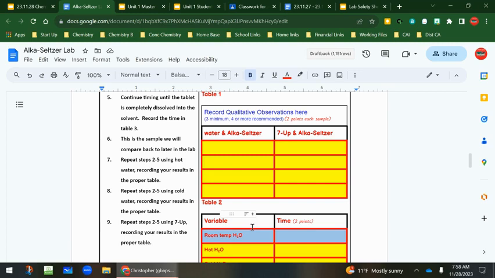Okay. Why is my stopwatch not stopping? Anyway, I did see the time. Sorry, my stopwatch is not stopping.